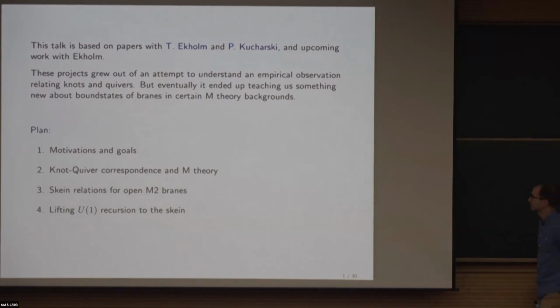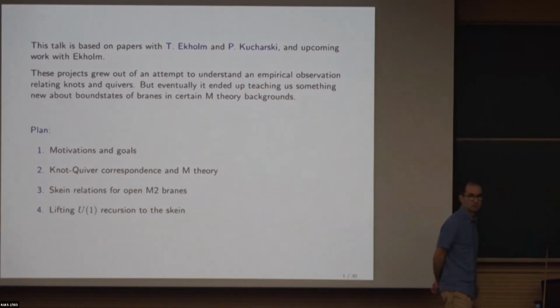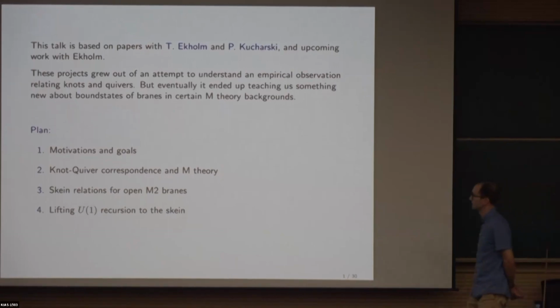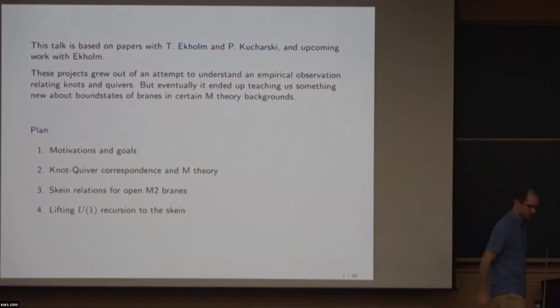And my plan is to start by reviewing what the knot-quiver correspondence is, so the motivations and the goals. And then I will explain how this can be understood from the viewpoint of M theory. And then in the third part of the talk, I will move on to some consequences. So some mechanisms that explain interactions of M2 branes mediated by M5 branes, which we call multi-cover Kane relations. And then finally, if time permits, I will talk a little bit about some of the new stuff in the paper to appear about how this whole structure lifts when instead of a single M5 brane, there's a stack of M5 branes.